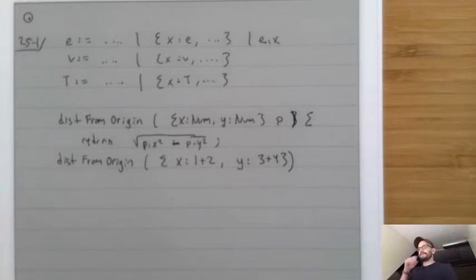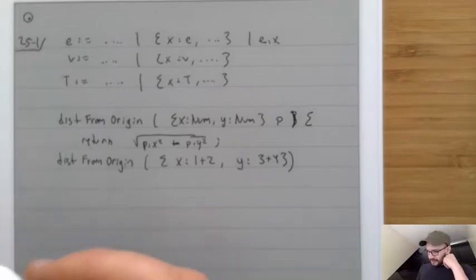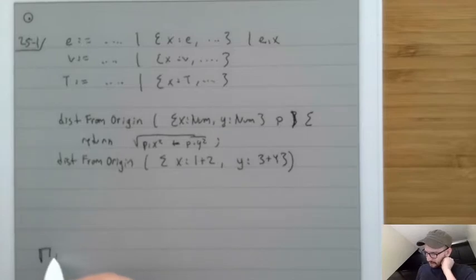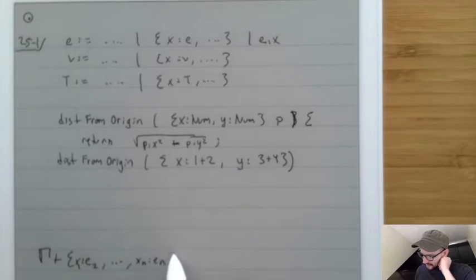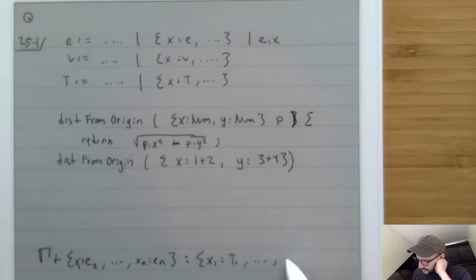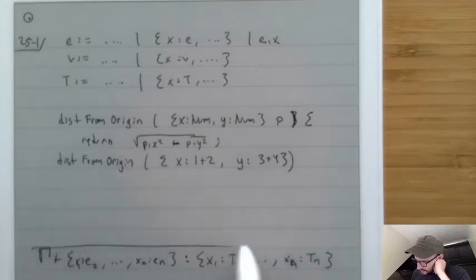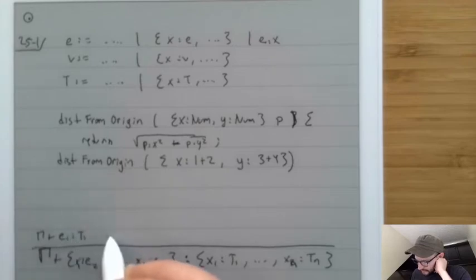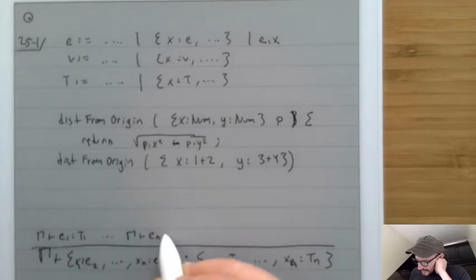All right, so how can we do this? Well, I hope that it is fairly obvious what we want to do. What we want to do is say, let's start down here at the bottom, that gamma proves that x1 = e1, through xn = en, has type x1 t1 through xn tn, if gamma proves that e1 has type t1 through gamma proving that en has type tn.